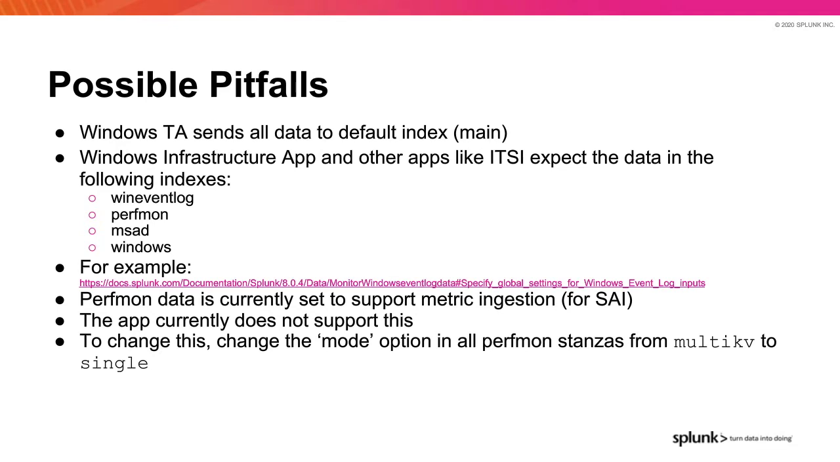So the first bit is really this thing with the indices, and the other stuff is actually the mode option to the performance dancers. They are currently set to multi-KV, which is the standard option, especially for the Splunk App for Infrastructure for the metric ingestion. But to make it work for this app, you need to change this mode option to single. Okay, so let's move further on to the next visualization.